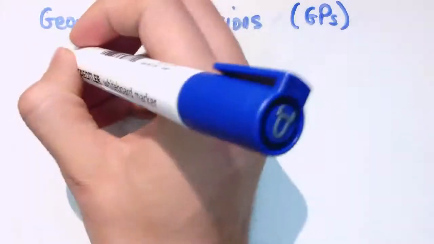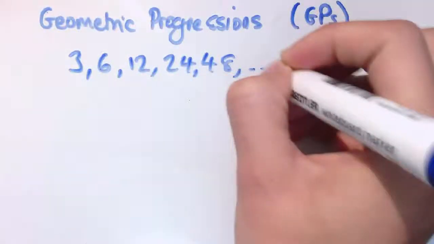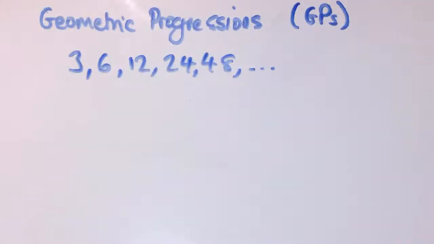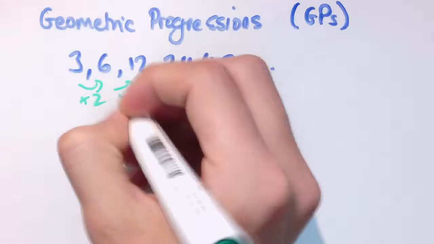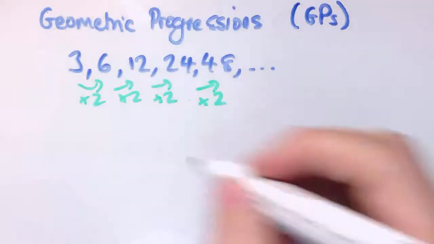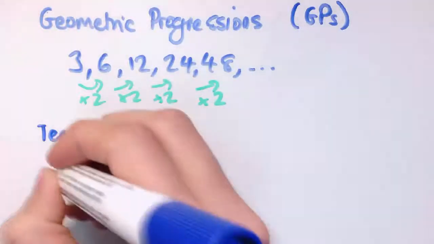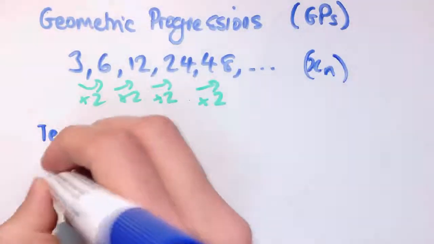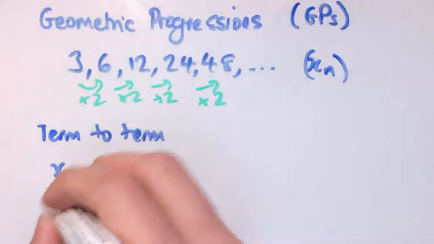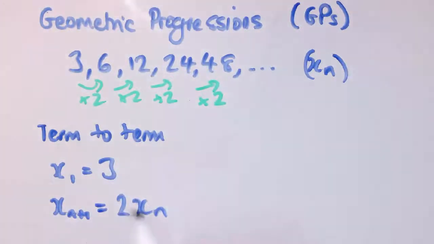So for example, I could have a sequence that went 3, 6, 12, 24, 48, etc. And this one is going from one term to the next, and it's multiplying by 2, times 2, times 2, times 2, times 2. And for a sequence like this, the term-to-term definition is fairly easy. I can just say, as always, let's call this sequence x. So I can say x1 is 3, and xn plus 1 is 2 times xn. I'm just taking the previous term and multiplying it by 2. So this will generate that whole sequence.